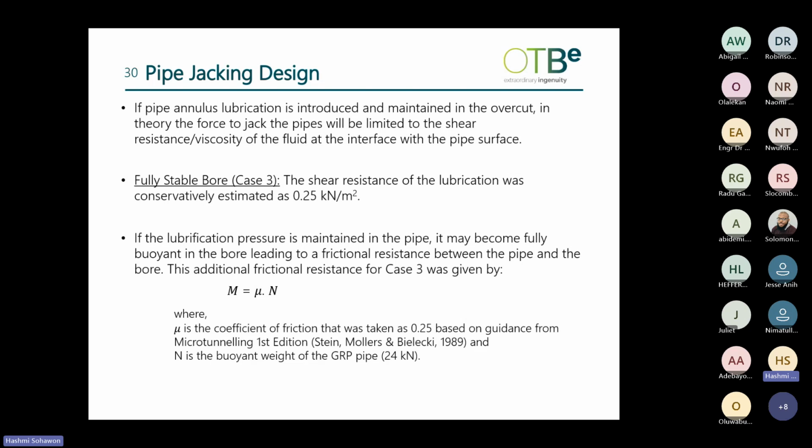This additional frictional resistance was given by this equation here, F equals mu times N. Mu is the coefficient of friction, which was taken to be 0.25, and N is the buoyant weight of the GRP pipe. In this case, one pipe segment had a weight of 24 kilonewtons. Just to give you a bit of perspective, if we were dealing with a concrete pipe, this buoyant weight would be somewhere around 74 kilonewtons, more than three times the weight of this one.